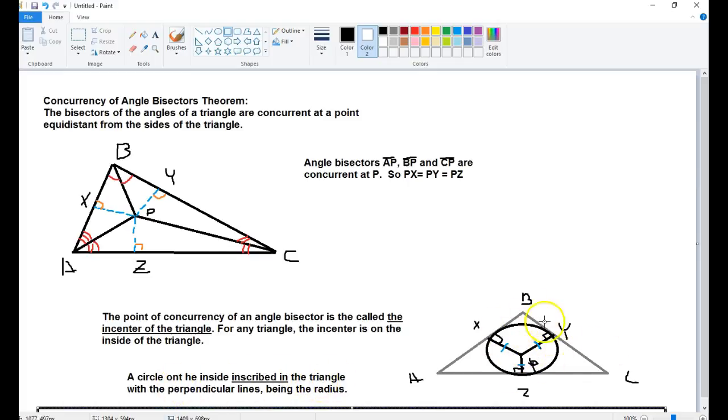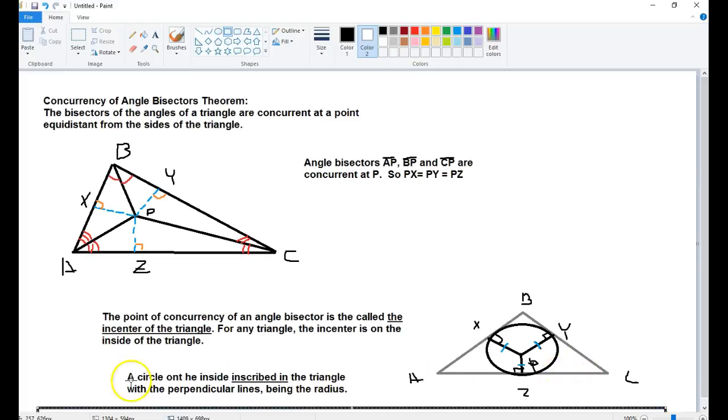So since we have these lines that are equidistant with our incenter point here, then you can draw a circle with P, the incenter, inscribed inside of the triangle. When a circle is drawn on the inside, it's called inscribed in the triangle. So this is my incenter point, and PY, PZ, and PX are my radii for this triangle.